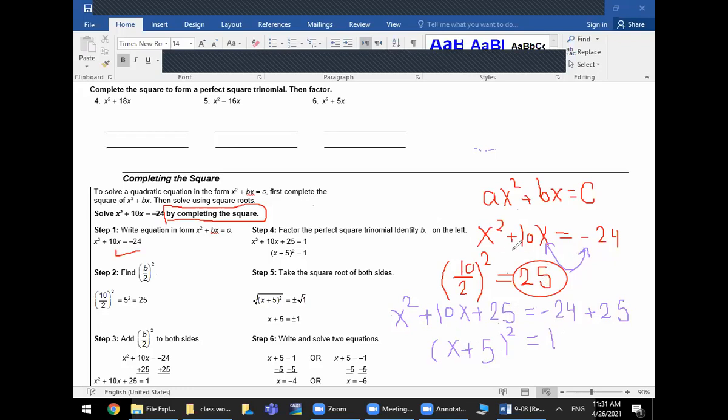Then, let me remind you of the steps again. First, we write the equation in the form ax squared plus bx equals c. We found the term, then I add this term to the right side and to the left side. After that, we have x to the power of 2 plus 10x plus 25 equals negative 24 plus 25. Then we change the expression to x to the power of 2 plus 10x plus 25. Root first, sign in the middle, root last. Then I will divide my question into 2 parts. How will we divide the question into two parts?